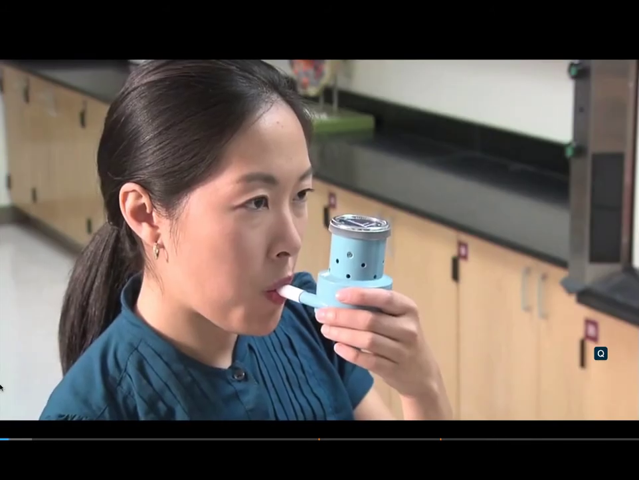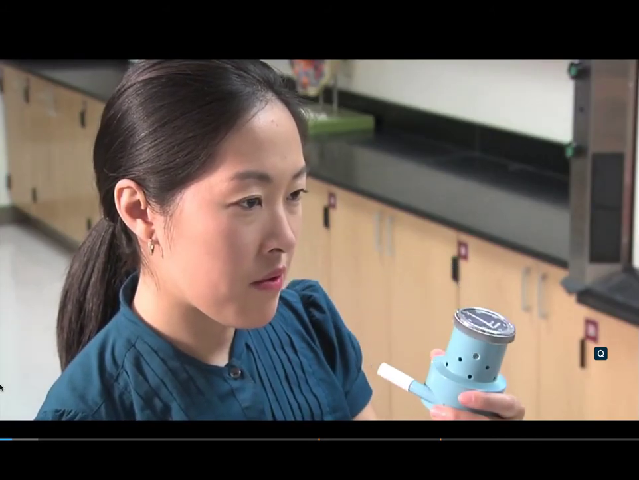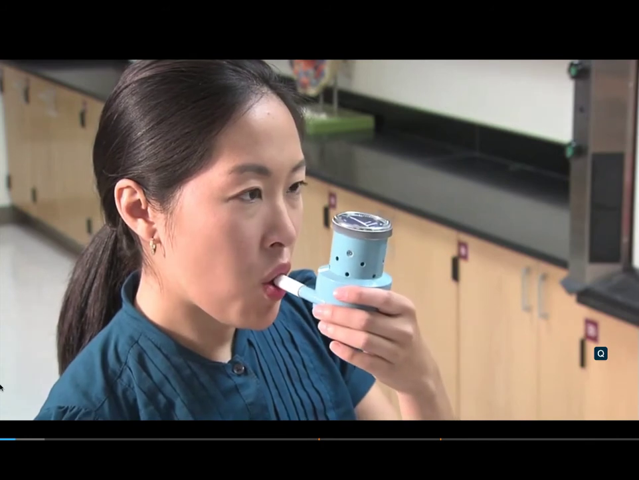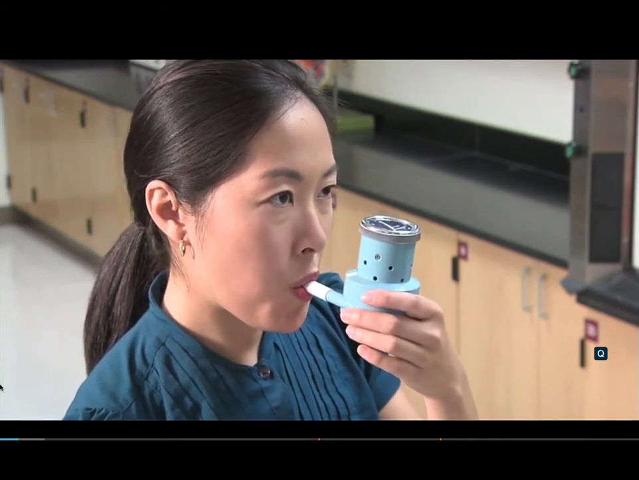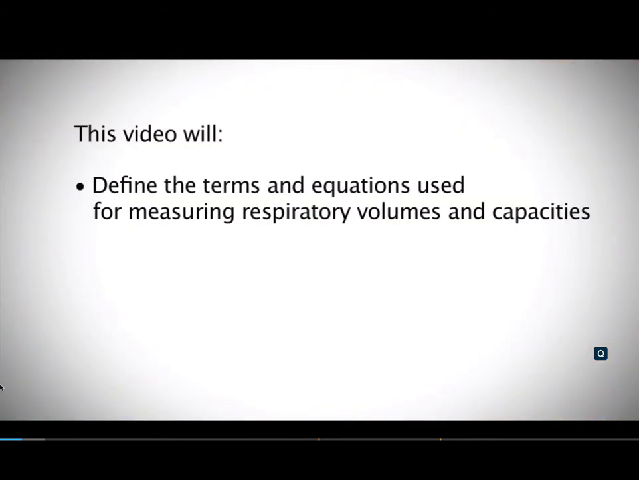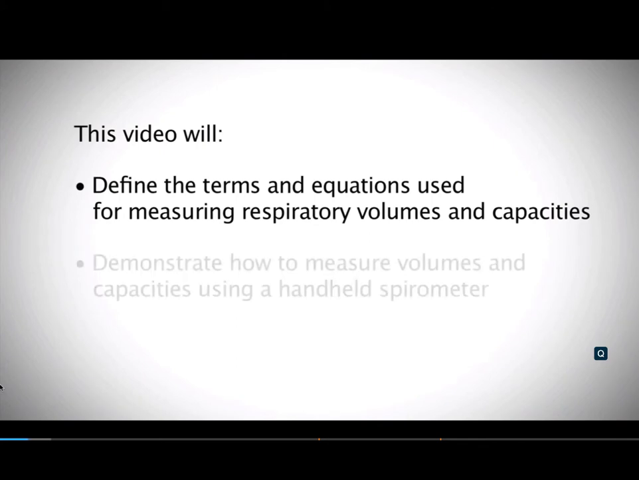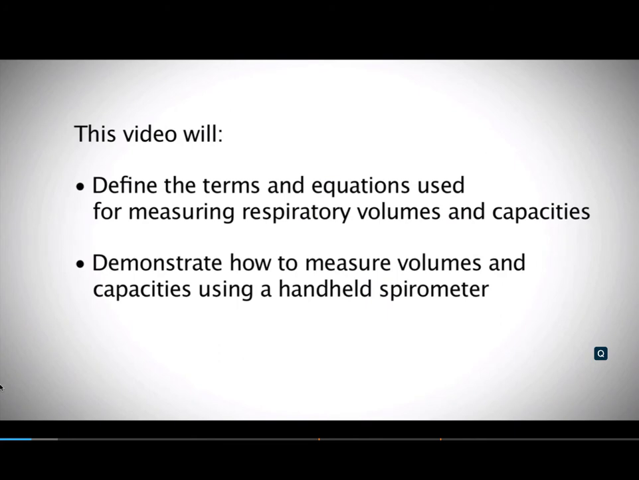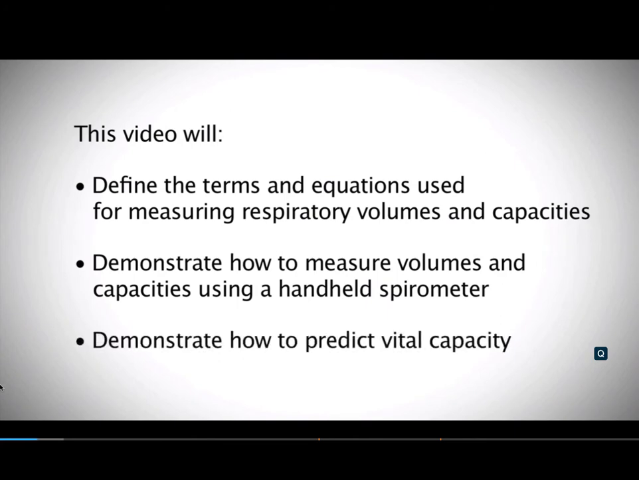Lung volumes and capacities are measured clinically to assess a variety of pulmonary disorders, including asthma and emphysema. This video will define the terms and equations used for measuring respiratory volumes and capacities, demonstrate how to measure volumes and capacities using a handheld spirometer, and demonstrate how to predict vital capacity.